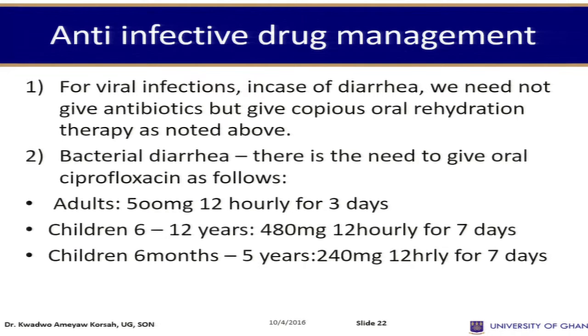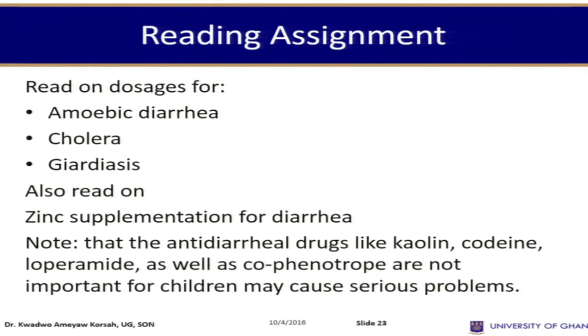and as follows: adults dosage, children dosage, and then we have children 6 months to 5 years. These dosages are clearly indicated. I want you to do further reading on amoebic diarrhea, cholera, and then giardiasis. Also read on zinc supplementation for diarrhea.